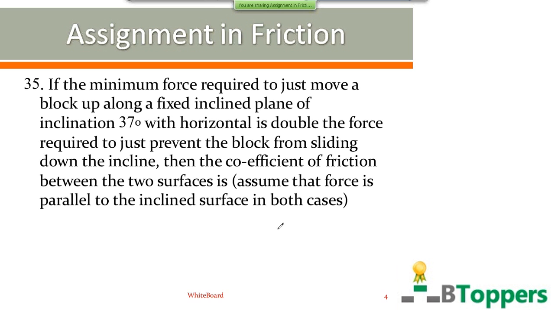Please try to do this problem yourself by following the same procedure. You were already given the answers in the previous class. So you can try this problem with the same procedure and check your answer. So check your calculation.